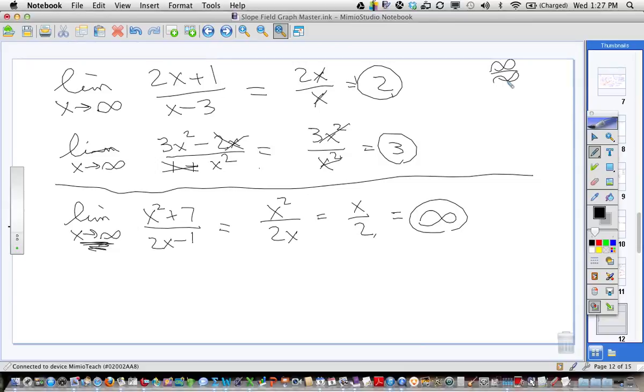So every one of these is infinity over infinity. The top and bottom both get big. This is getting big twice as fast. This is getting big 3 times as fast. So the answer is 2, answer is 3.